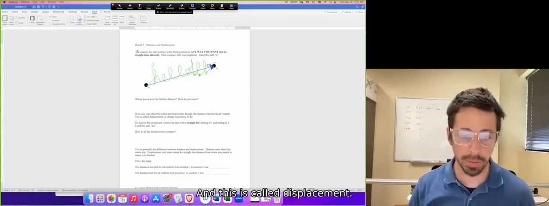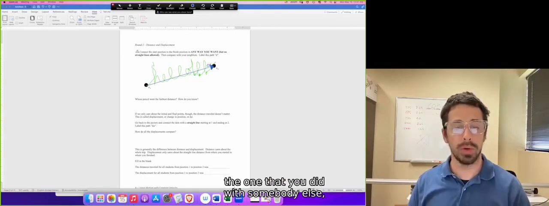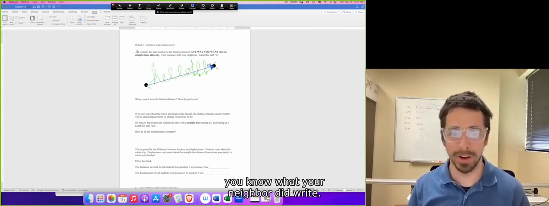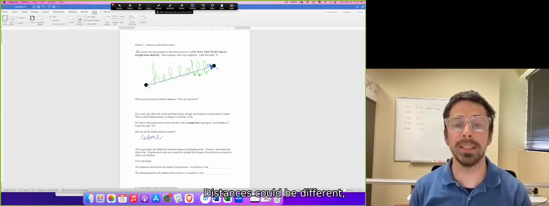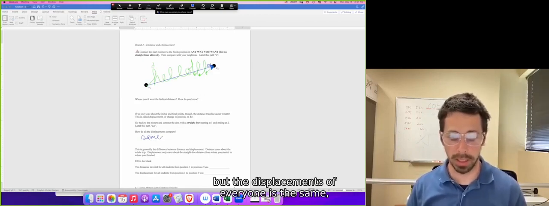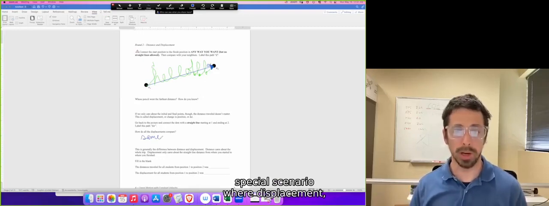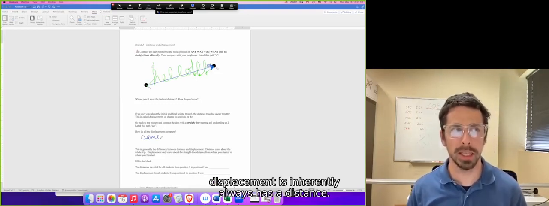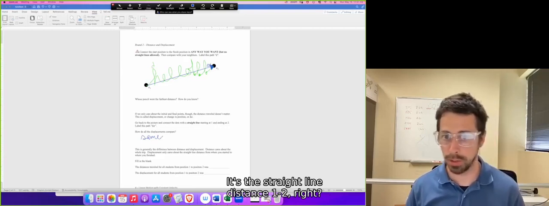This is called displacement. So how do all of our displacements compare? The one that I did, the one that you did, what your neighbor did? All the displacements are the same. Distances could be different, but the displacements of everyone is the same. It's that straight line distance. So now you see that one special scenario where displacement and distance are the same. A displacement inherently always has a distance. It's the straight line distance from 1 to 2.